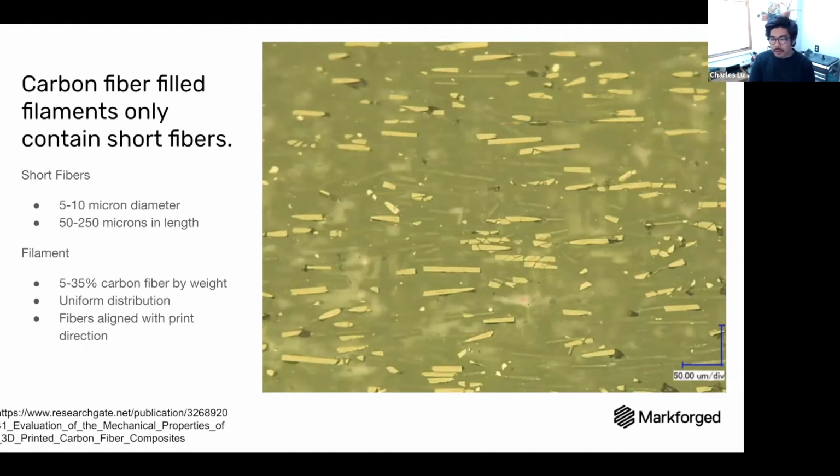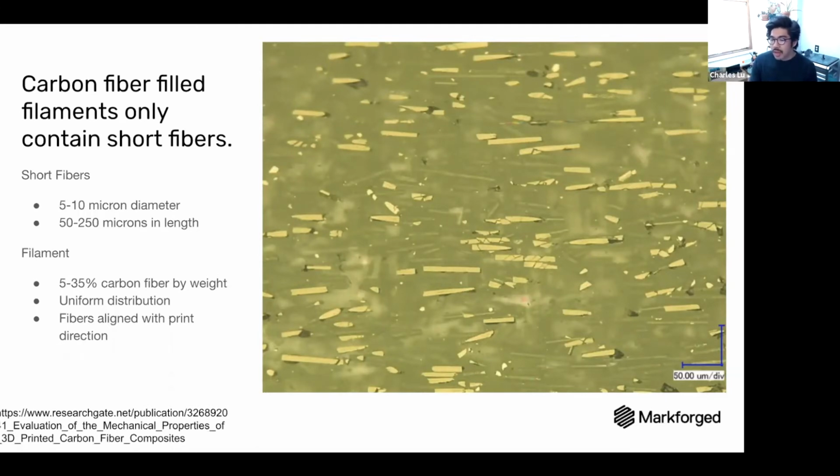As far as the filaments go, you'll see them be anywhere between 5 to 35% carbon fiber by weight. Again, you may see deviations from that. If you're going for a conductive filament, it might even be on a single digit scale. But for the structural filaments, you'll see 5 to 35% by weight, and you'll have a pretty uniform distribution throughout. This is zoomed in very far here. You can see the scale in the corner is 50 microns, but you're going to see this type of distribution all throughout the material.